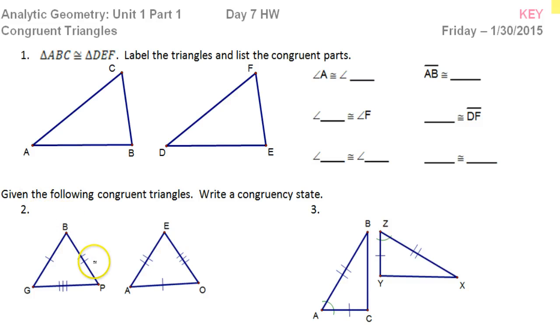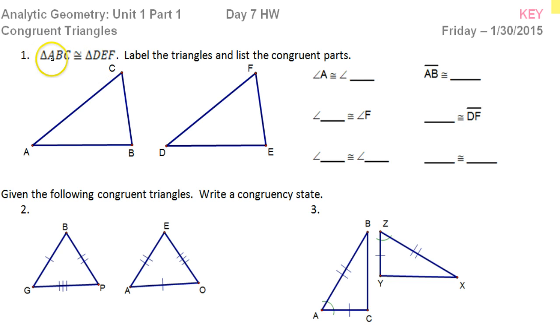Alright, this lesson is all about proving triangles congruent. We'll be talking about side-side-side, side-angle-side, hypotenuse-leg, angle-side-angle, and all that good stuff. But first of all, the congruence statement. If triangle ABC is congruent to triangle DEF, the order of these letters matters.